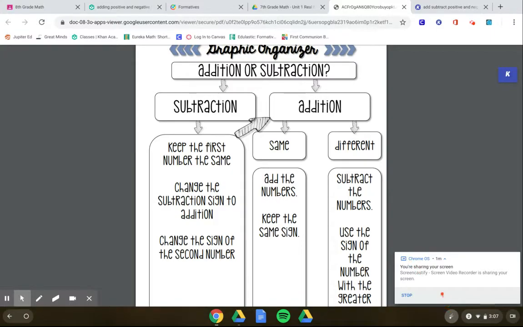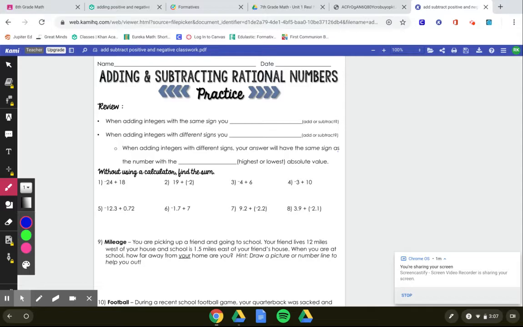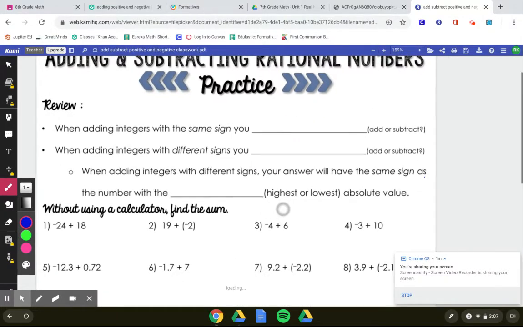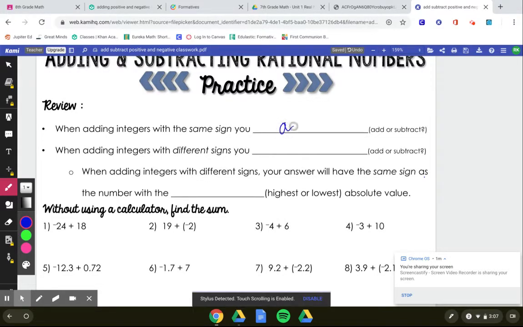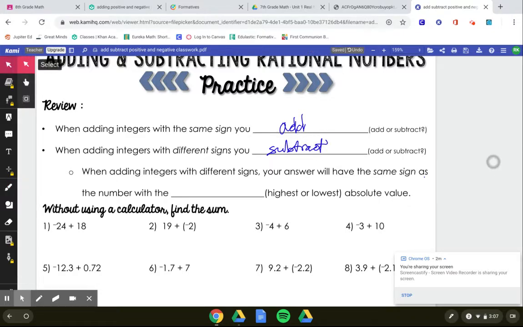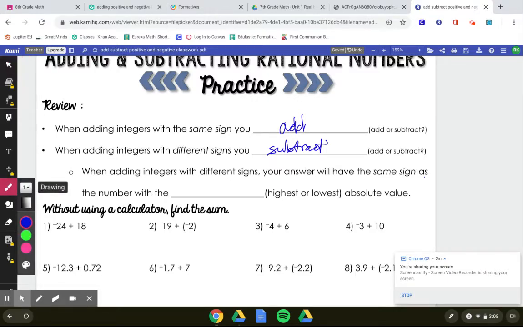So let's go to the practice problems that we're going to do, if my computer will work. We have here some quick notes, a reminder. When we add integers with the same sign, we add. When we add integers with different signs, we subtract. But the key piece is that when we add integers with different signs, your answer is going to have the same sign as the number with the highest absolute value. And we'll practice a few of those in a second.